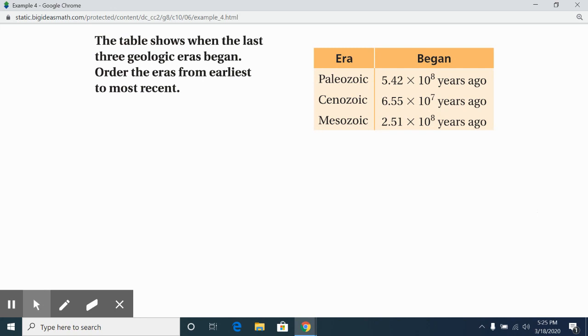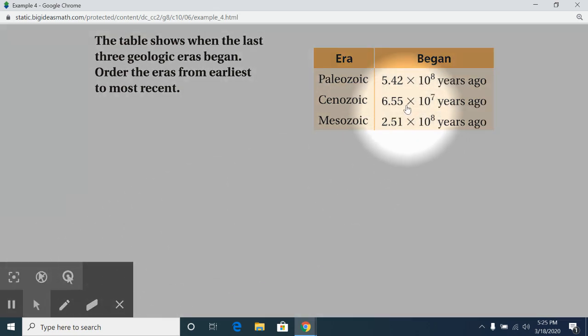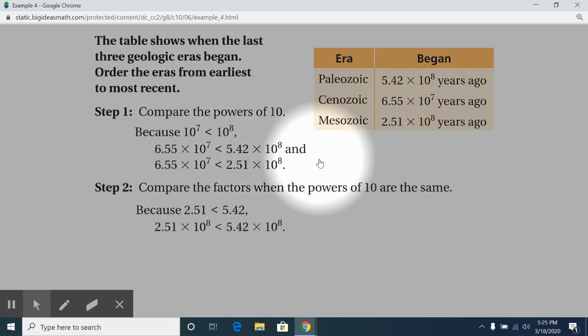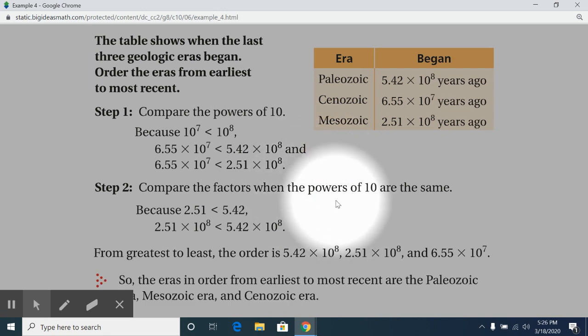All right? My thinking here is if I look at my numbers, these are the three numbers basically that I'm comparing. It says the table shows when the last three geologic eras began. Order them from earliest to the most recent. So from least to greatest, basically. Okay? From least to greatest. So actually, maybe it's from greatest to least. Yeah, it's actually greatest to least. But regardless, if we can just compare, that's the most important thing.